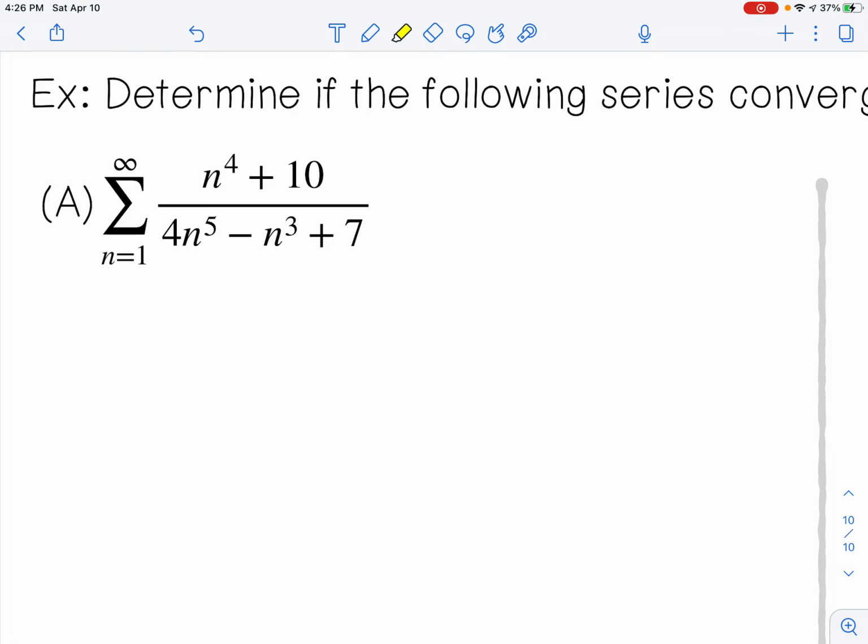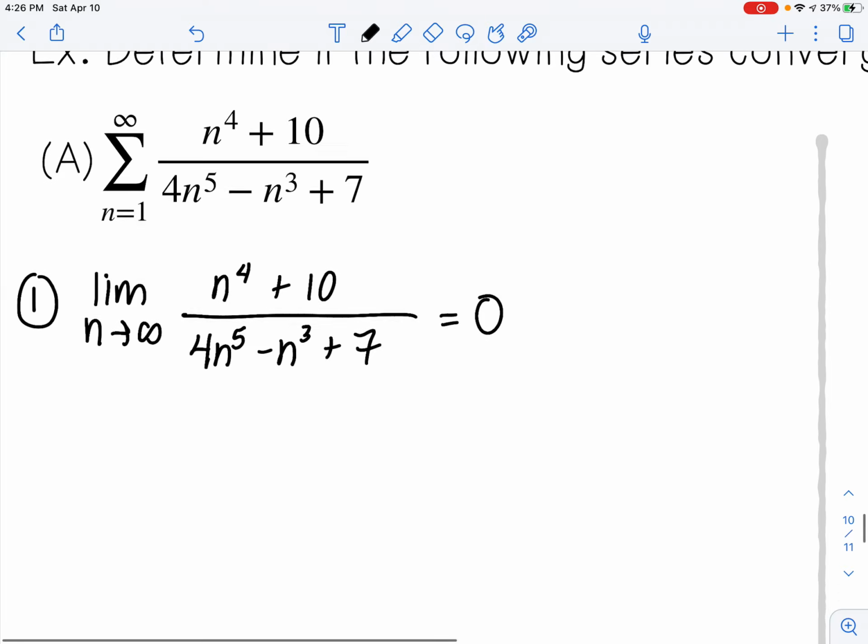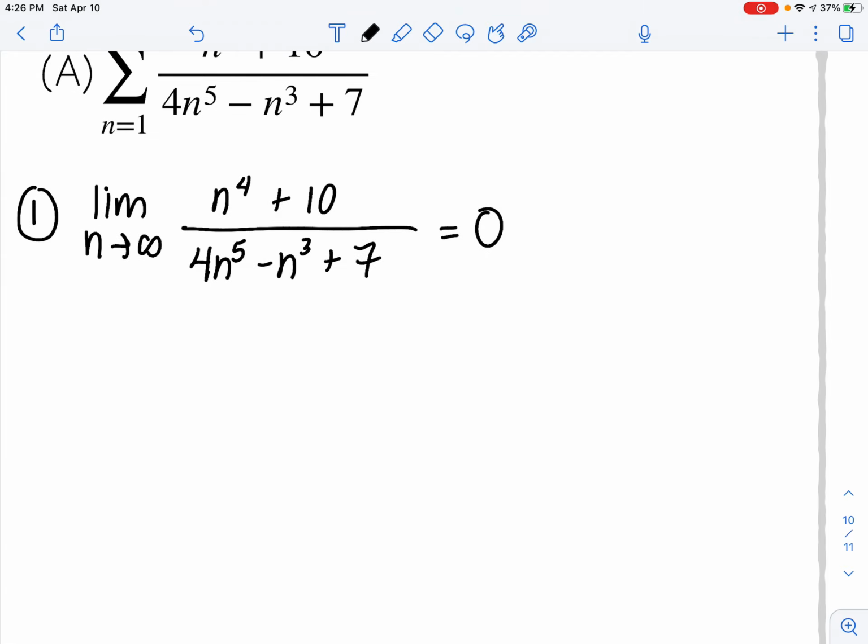Well, let's determine if this thing converges or not. So we'll quick first do our nth term test, the limit as n goes to infinity of n to the 4th plus 10 over 4n to the 5th minus n cubed plus 7. I have a higher degree in my denominator, so this is going to 0. Okay, so it fails the nth term test, so we have to try something else.